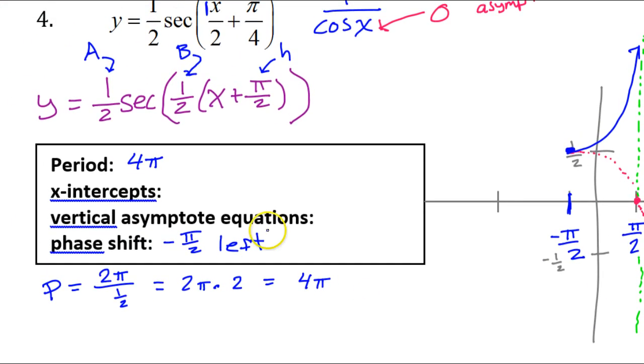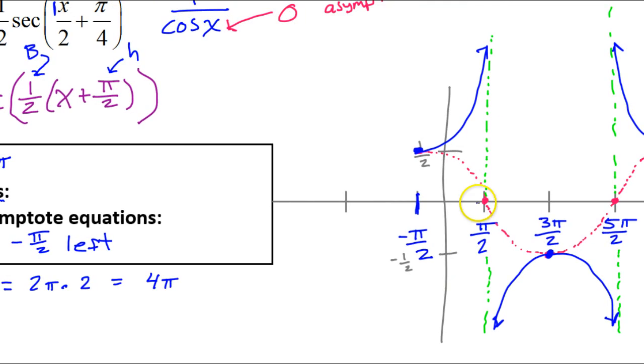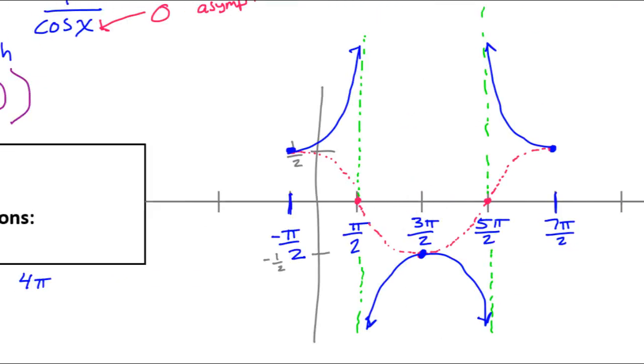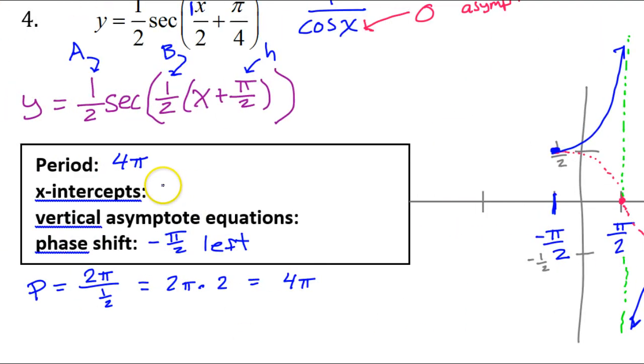Alright, we need to talk about x-intercepts. So the x-intercepts, there are none. Don't look at this green or pink stuff. The cosecant function is just the blue, the solid lines. And notice that none of that touches the x-axis. So none.